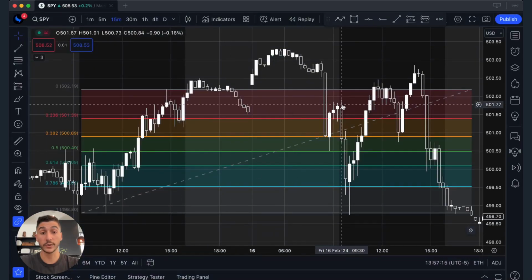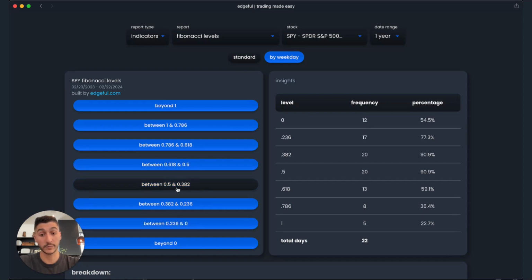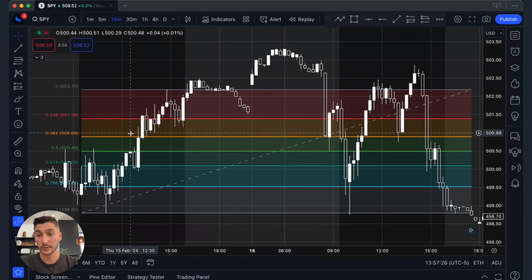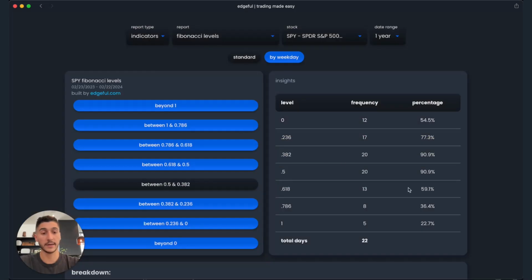Keep in mind, this is only for when price opened between these two levels. So right now we're only looking at all the times price opened between the 0 and the 0.2. We can switch this to be for all the times that it opened between 0.5 and 0.3, which would be here. So obviously this example is not useful anymore, but you can look at all the ones where price opened here and how that changes. The 0.5 gets touched 90% of the time. The 0.3 gets touched 90% of the time too.